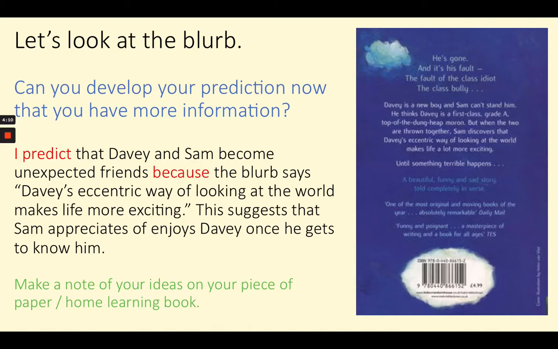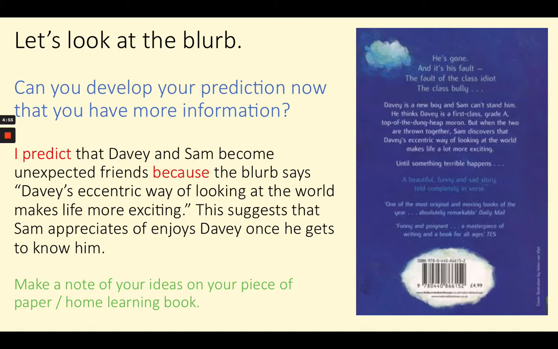Let's look back at our predictions. Can we make those predictions a little bit better? Can we add a bit more to our prediction now that we've read the blurb? Let's look at my prediction. I predict that Davy and Sam become unexpected friends because the blurb says Davy's eccentric. That means different or interesting way of looking at the world makes life more exciting. This suggests to me that Sam appreciates and enjoys Davy once he gets to know him. Now, pause the video, make a note of your ideas and your predictions now that we've read the blurb.